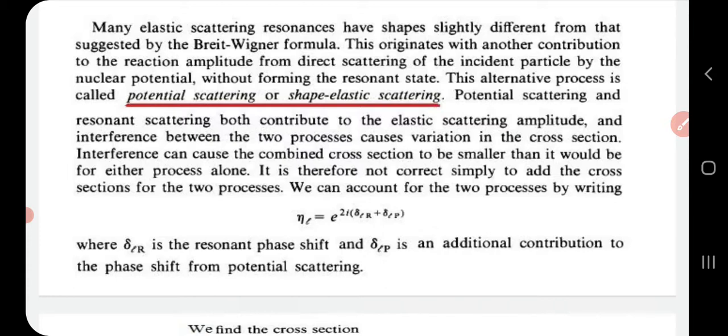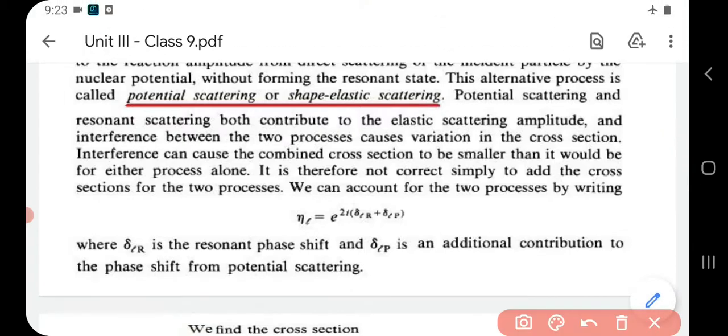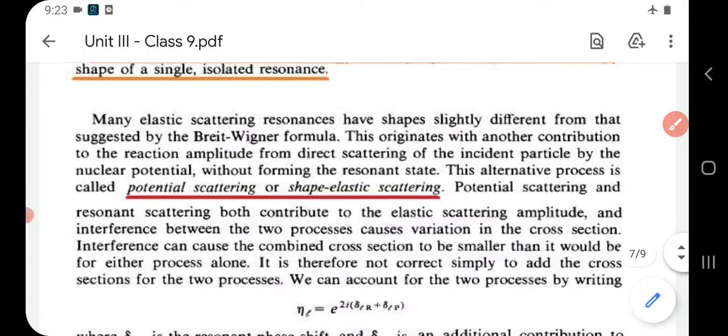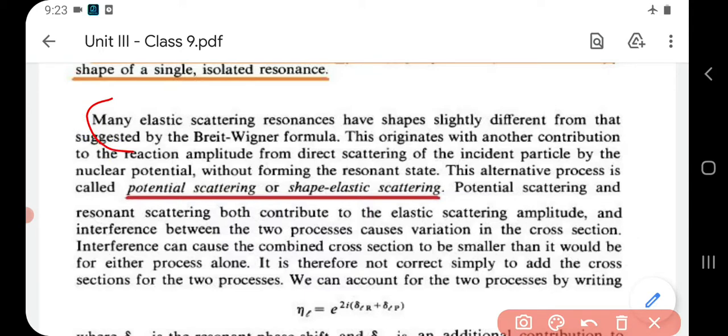Now both these scatterings, that is potential scattering and resonance scattering, contribute to the elastic scattering amplitude, and the interference between these two processes will cause variation in the cross section. Interference can cause the combined cross section to be smaller than it would be for either process alone. Okay, so it is enough that you mention up to this. That is, up to this much is enough from this slide. Okay.